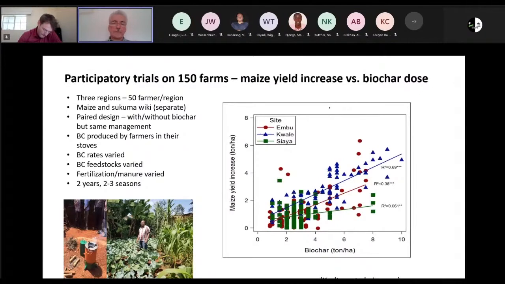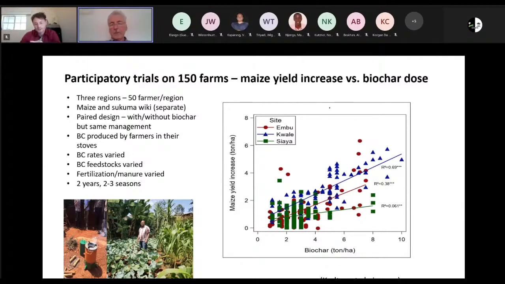Then the third series of experiments: participatory trials together with 150 farmers. We looked at maize. I show here the maize yield response to biochar rates. In these farmer participatory trials, the farmers produced the biochar from crop residues or from firewood at the local scale on the farm with gasifier stoves. The different families produced different amounts of biochar. We just monitored 2 plots, a control plot and a biochar plot, where the farmers put as much biochar as they could produce. And you see here the maize yield increases in response to the different rates of biochar.